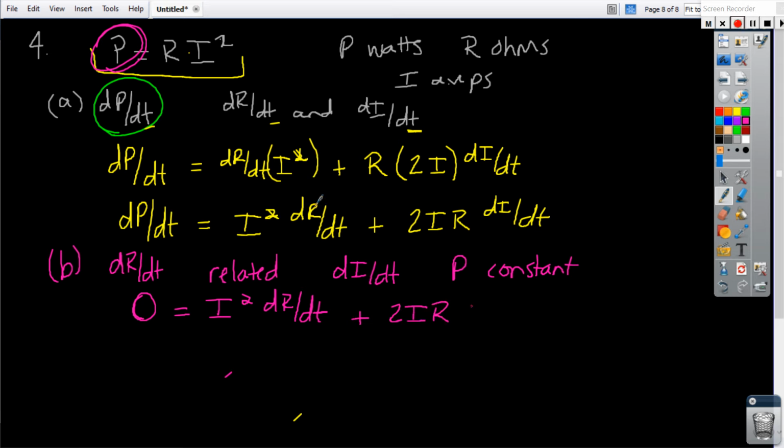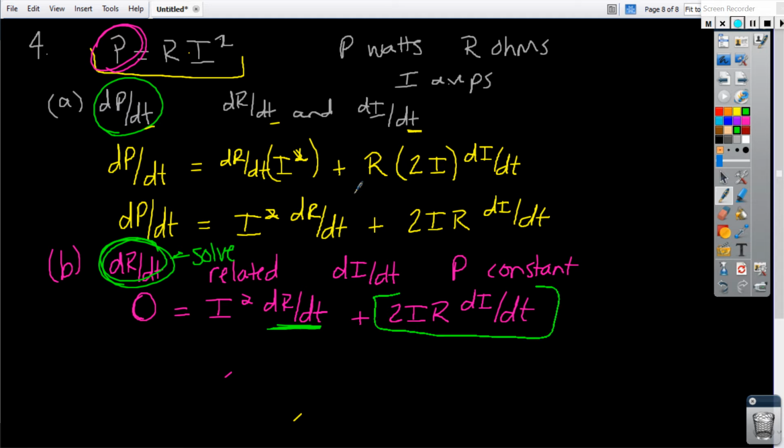But if you read carefully what it's asking you and what we've been talking about, it wants dr dt related. So what that means is I want to solve it for dr dt. What does dr dt equal? How does it relate to everything else? And so all I'm going to do is isolate this little piece right here. And so to do that, I'm going to take this whole chunk and move it over.